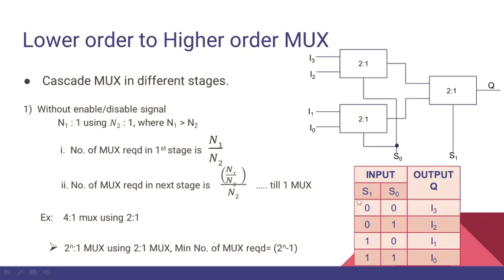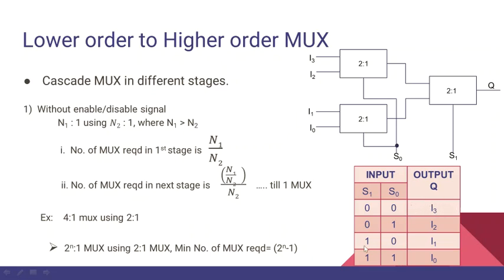Let's check one input from the truth table to see if this is working properly as a 4:1 multiplexer. If S1 and S0 are 0 and 0, so S0 is 0, both these two muxes are selected and I3 is the output here and I1 is the output here. These are given to this, and S1 is also 0, so only this input will be the output, that is I3 will be the output.